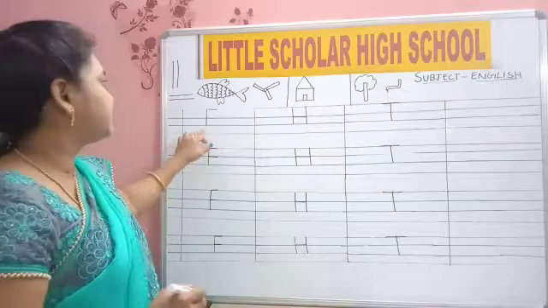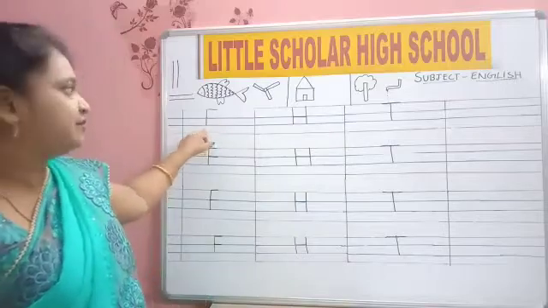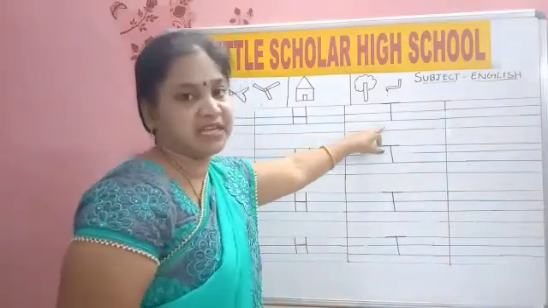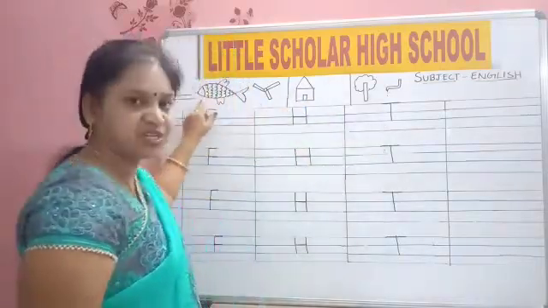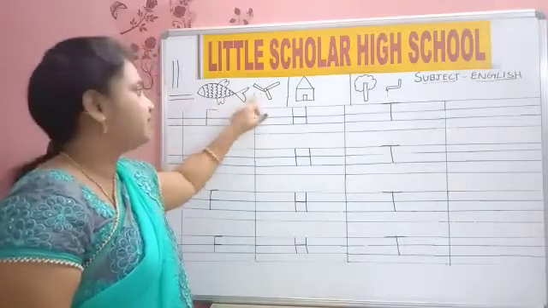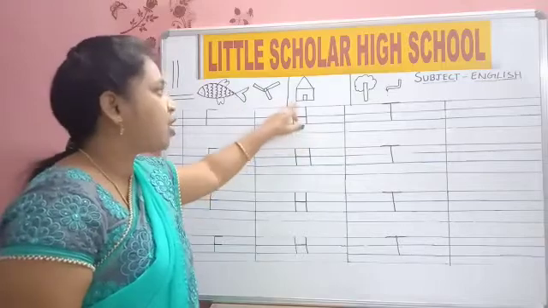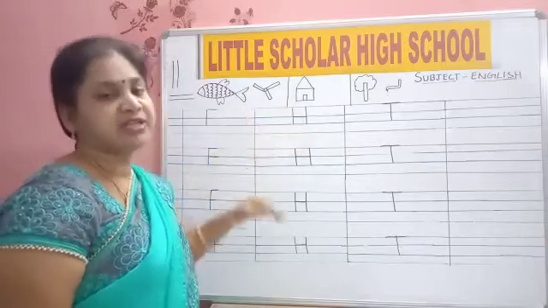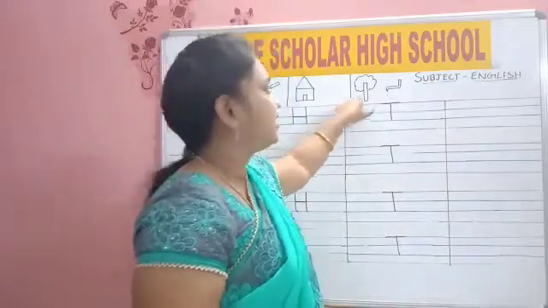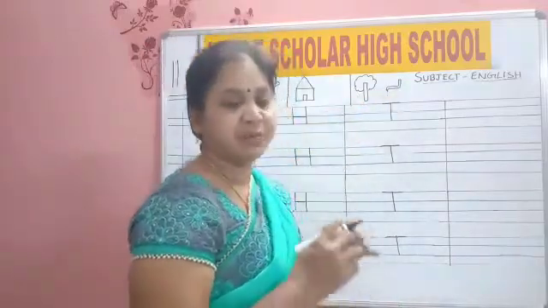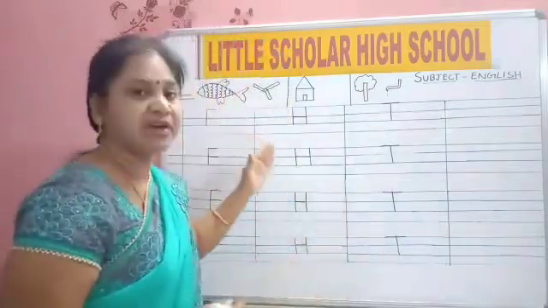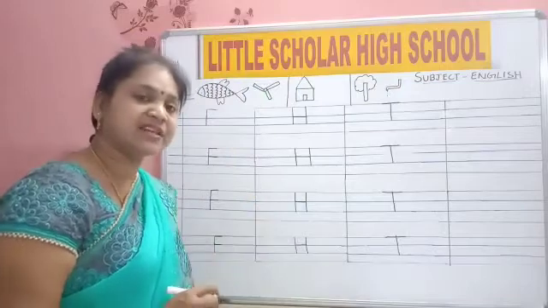Understood? Now say which letter is this? F. Which letter is this? H. Which letter is this? T. Say F for fish, F for fan. Say once again. F for fish, F for fan. H for house, H for hut, H for horse. Next, T for tree, T for tap, T for teapot, T for table. Yes, all these letters we have written using standing line and sleeping line.